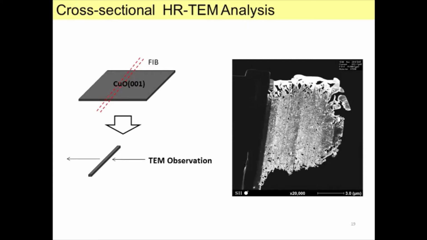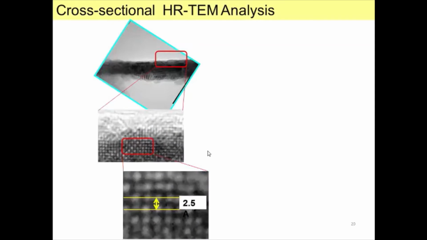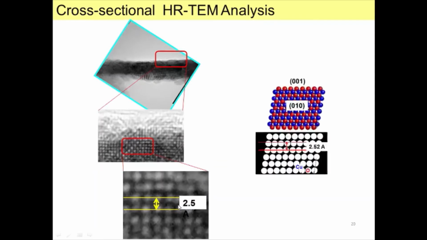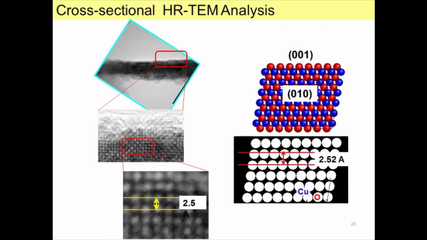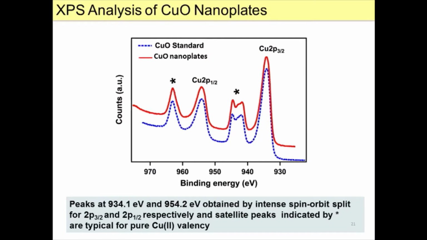So this will be the typical platelet at high magnification, and out of this we are able to cut a small portion of this platelet for further TEM observation. You can see the lattice fringes at a higher magnification, and the interplanar spacing is found to be 2.5 angstrom. So the orientation along the basal plane is 001, and perpendicular to it is the 010 phase. Now we will have to see which phase looks better for the reaction, and using XPS also we can try to confirm the nature of the copper oxide nanoplatelets.